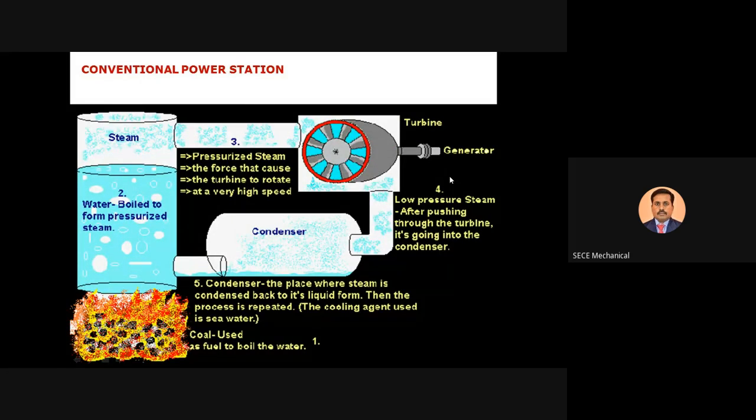After that, it goes to the condenser. Again, steam is converted into water. Then low pressure water goes to the boiler. Likewise, the cycle is continuous. So this is a conventional power station. So you know very well.